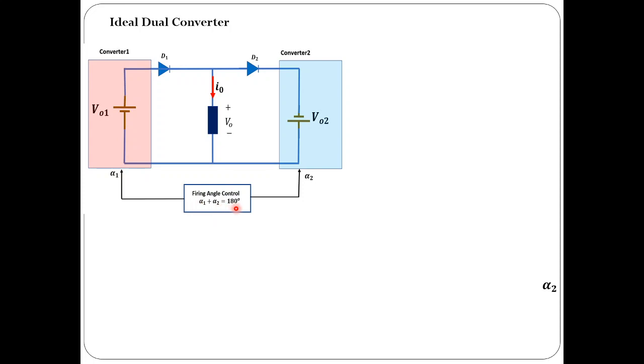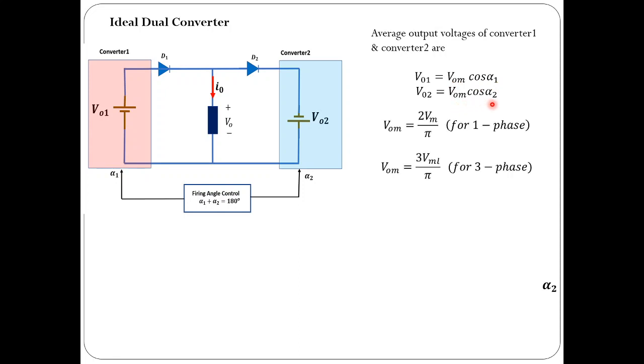Let us derive this condition. We know the average voltages across converter 1 and converter 2, let me indicate them by V01 and V02. They are equal to VOM cos alpha 1 and VOM cos alpha 2 respectively. What is this VOM? VOM is equal to 2 VM by pi for single phase, and equal to 3 VML by pi for 3 phase.